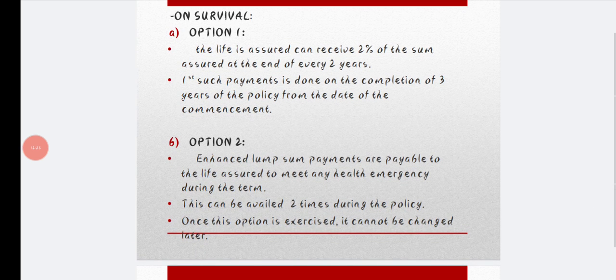If the person survives, there are two options. He can receive 2% of the sum at the end of every 2 years. The first such payment is made on completion of 3 years of the policy from the date of commencement. The second option is that a lump sum amount will be given together, which can be availed 2 times during the policy.